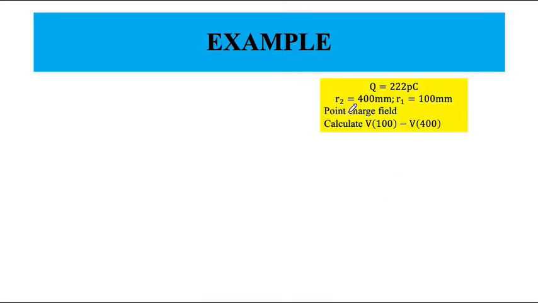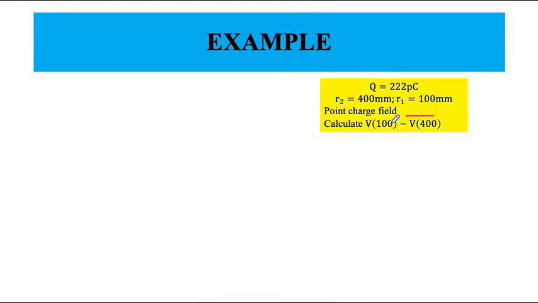Assume that I have a point charge which is 2.222 picocoulombs. I want to consider movement from R2 to R1. R2 is equal to 400 millimeters, R1 is equal to 100 millimeters, and the field that we are considering is a point charge field.